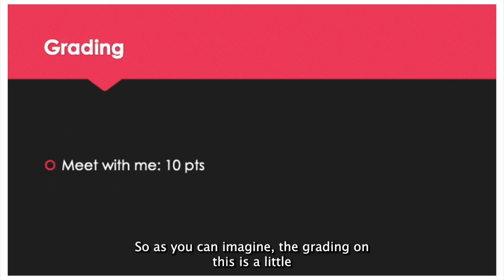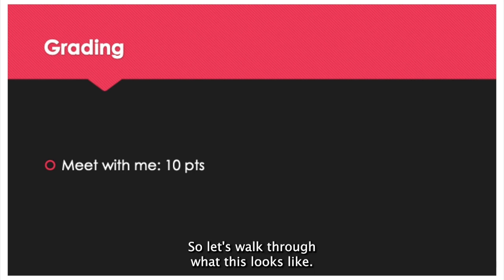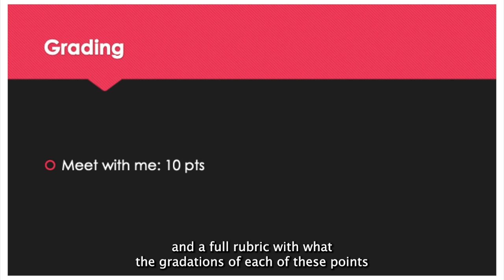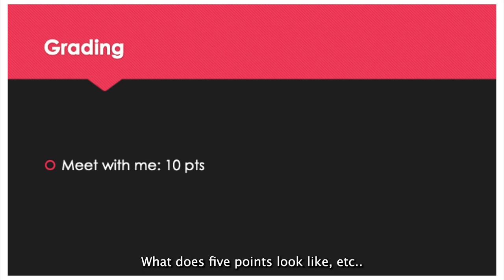So, as you can imagine, the grading on this is a little bit different than it would be if this was a standard exam. So, let's walk through what this looks like. Again, all of these requirements are described in the unit capstone document, and a full rubric with what the gradations of each of these points look like, like, okay, if this category is worth 10 points, what 8 points looks like? What does 5 points look like?